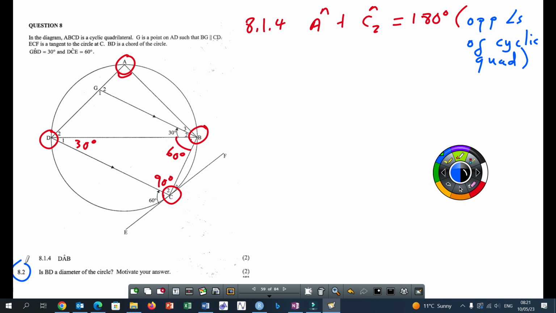Okay, so angle A will be equal to 180 minus 90 degrees, and you get 90 degrees.